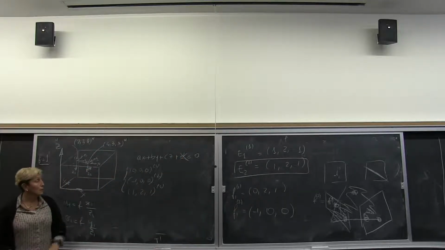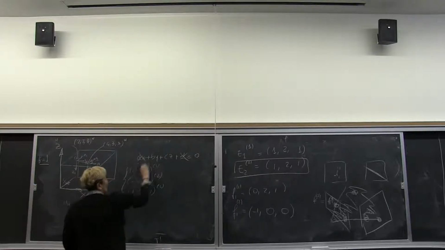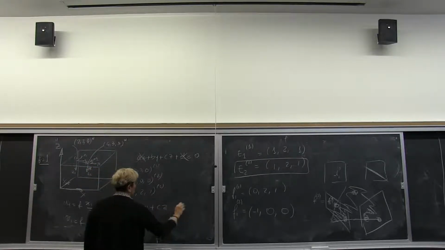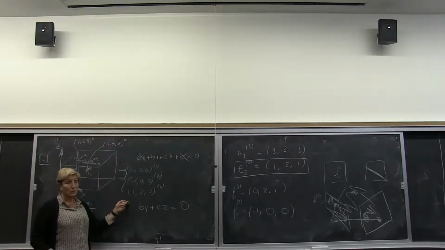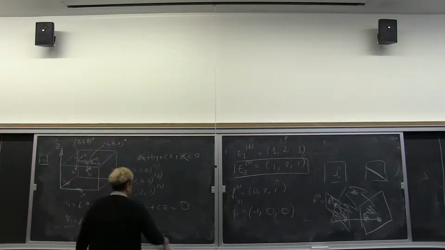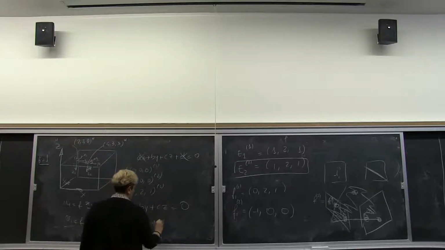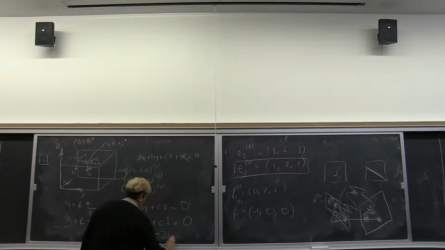When I put this here, which other coefficient is 0? A. So now my plane looks like by + cz = 0, and I already used this guy and this guy. So let's use the third point. The third point says that b times y, so that's 2b, plus c times z, that's 1, has to be equal to 0. So c is equal to minus 2b.